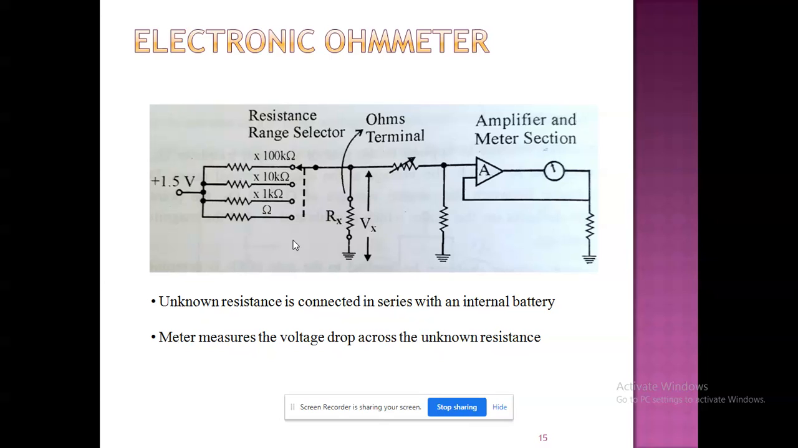The voltage drop Vx across Rx is applied to the input of the bridge amplifier, due to which the indicating meter shows a deflection. Since the voltage drop Vx is directly proportional to Rx, the scale of the indicating meter can be calibrated to read the unknown resistance directly. And this is how an electronic multimeter is used as an electronic ohm meter, by which we will measure the value of the unknown resistance.